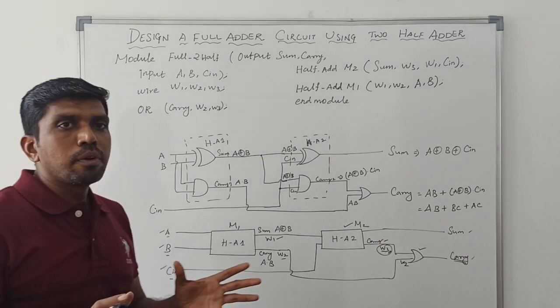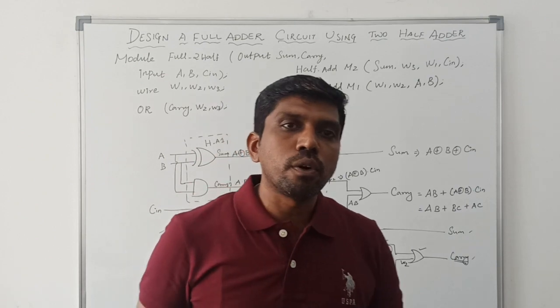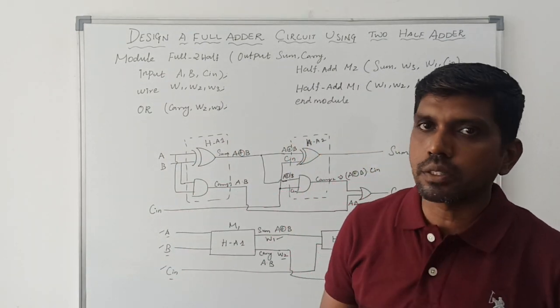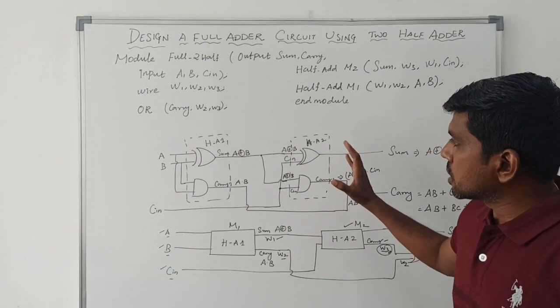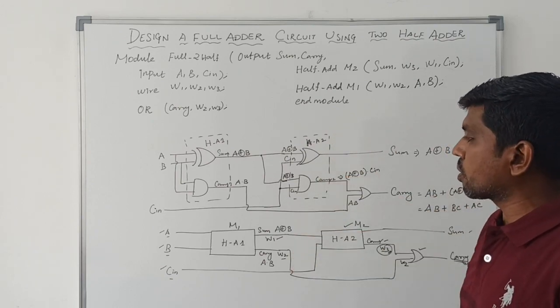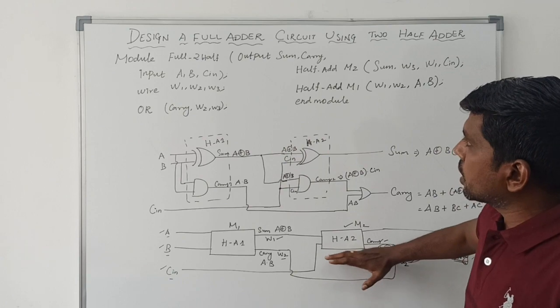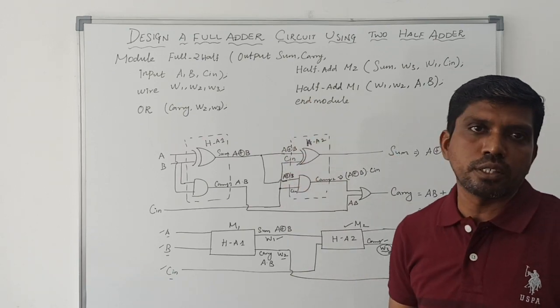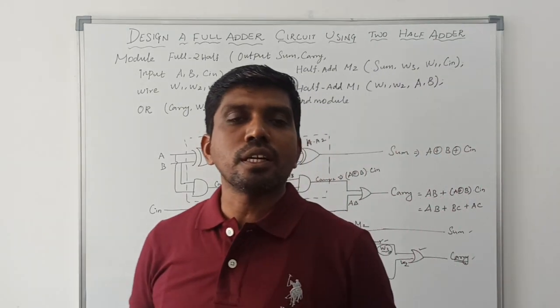So this is the simple way to write the program for a full adder circuit using 2 half adder circuits. First you draw the logical diagram, and afterwards this logical diagram is converted into a block diagram. Using this block diagram you can write the program in a very easy manner. I hope you understand the concept very well.